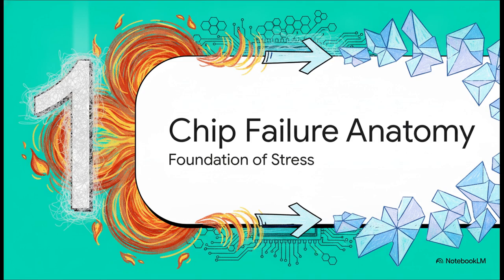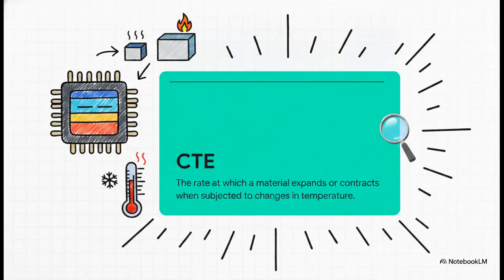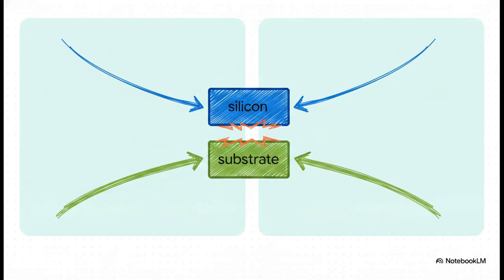To truly grasp these failures, we first have to look at the incredible physical forces these microscopic materials actually endure. And it really all starts with a property known as the coefficient of thermal expansion, or CTE for short. Simply put, as materials heat up during operation or even during manufacturing, they expand. And as they cool, they contract. The catch? Different materials do this at completely different rates. And that leads to a massive mismatch.